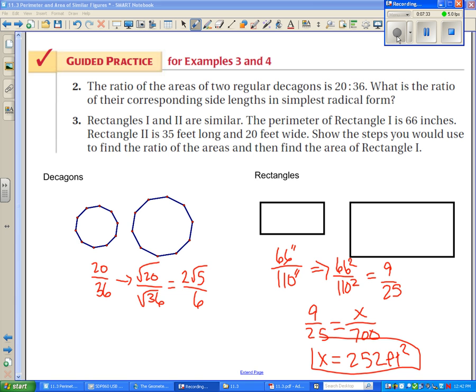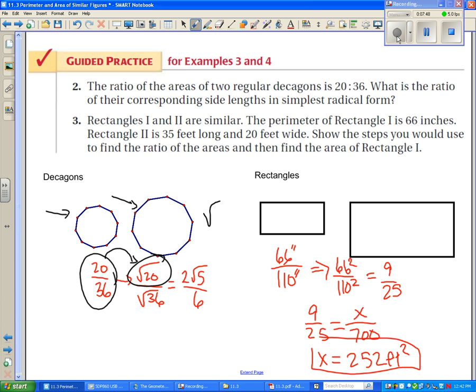All right, I'll just talk this one out with you. Notice we have two decagons that I went ahead and put in here. We have a side length ratio of 20, or excuse me, area ratio of 20 over 36. If I were going to go down a dimension to side lengths, it'd be root 20 over 36. Remembering that root 20 is root 4 times 5. Root 4 is 2. Root 5 is just root 5. Root 36 is 6.